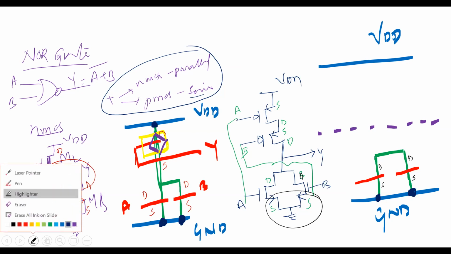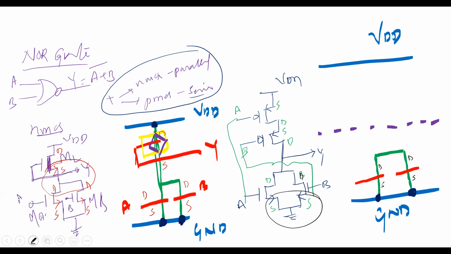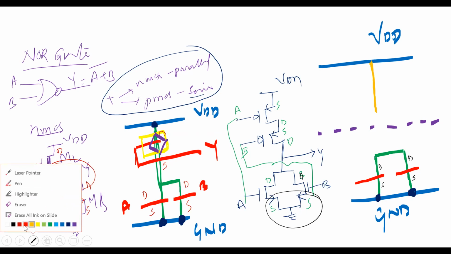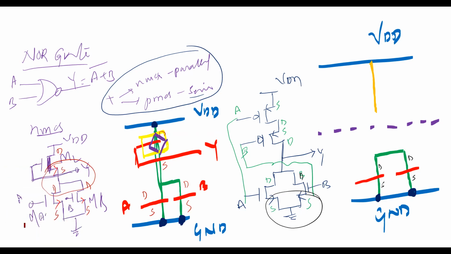Okay, we can start with the P diffusion. What is the P diffusion color? Yellow. Take the yellow. This is my P diffusion. I need to do two transistors, so polysilicons are required. This is one polysilicon, this is one more polysilicon.